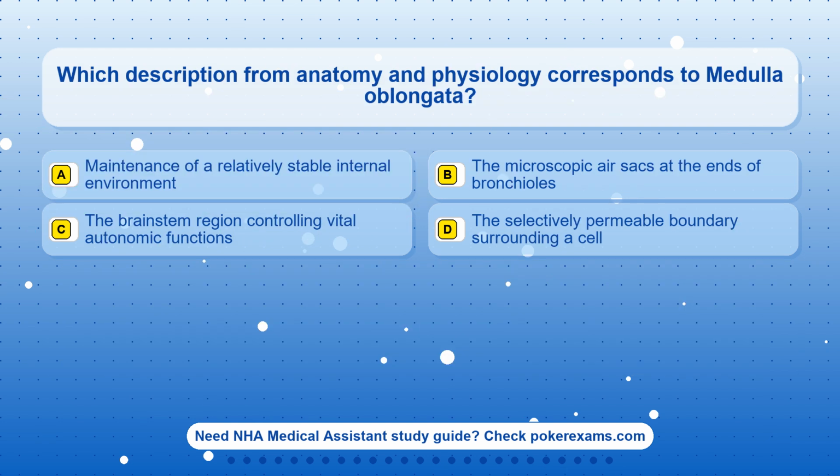Question 22. Which description from anatomy and physiology corresponds to medulla oblongata? Option A. Maintenance of a relatively stable internal environment. Option B. The microscopic air sacs at the ends of bronchioles. Option C. The brainstem region controlling vital autonomic functions. Option D. The selectively permeable boundary surrounding a cell.